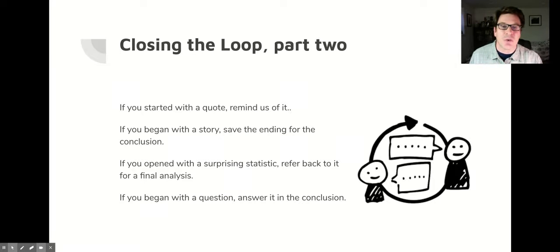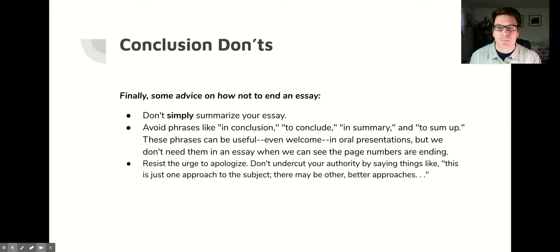If you start with a quote, remind us of it. If you begin with a story, like an anecdote, save the ending for the conclusion. If you have a surprising fact or statistic, remind us of it in the conclusion. If you began with a question, come back and answer that question in the conclusion. So you can see some examples in the intro of those styles of hooks, the sample intros that we posted earlier. Think about how you can use that again in your conclusion. Remind us where we started.